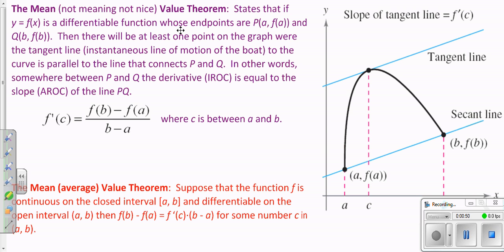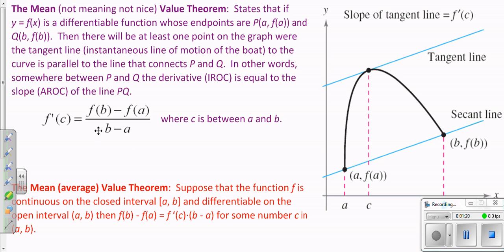I'm not talking like a nasty theorem, not that type of mean. But the mean value theorem states that if it's differentiable, meaning your derivative exists, so that means there's no cusps, no vertical asymptotes, things like that, and it has to be continuous. So you have a differentiable and a continuous function, and you know your two endpoints.